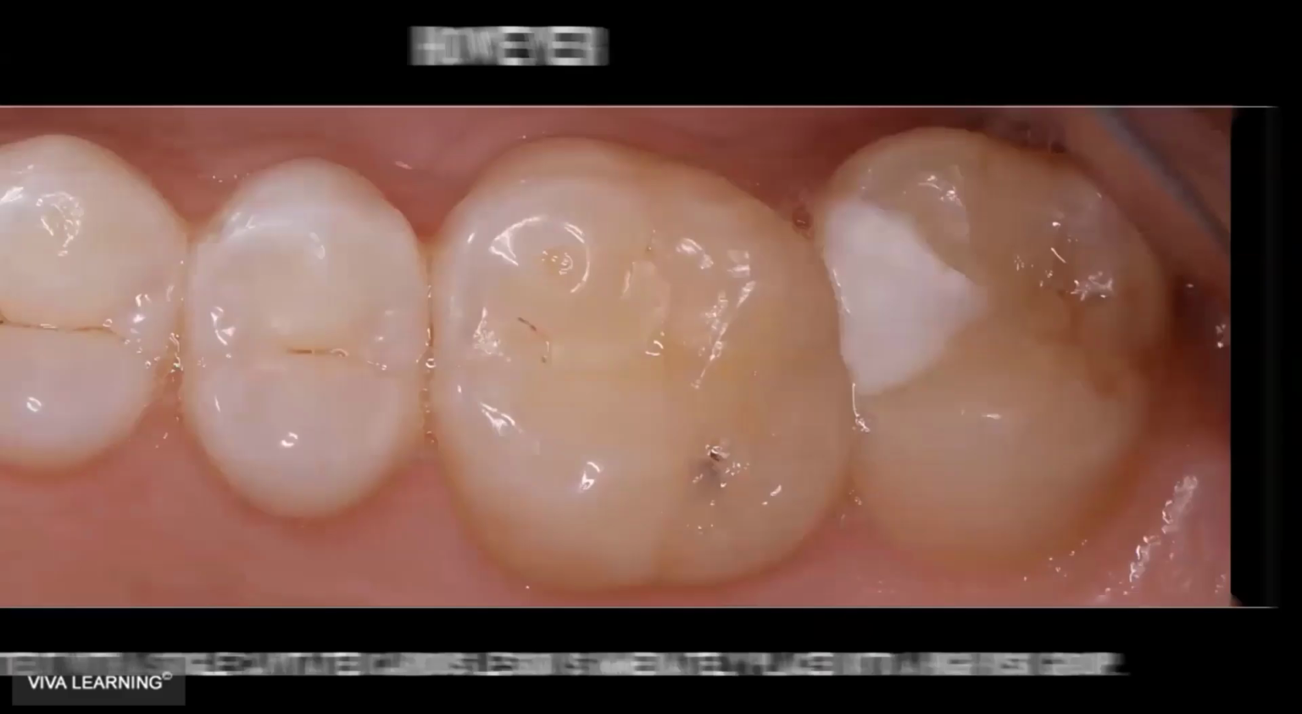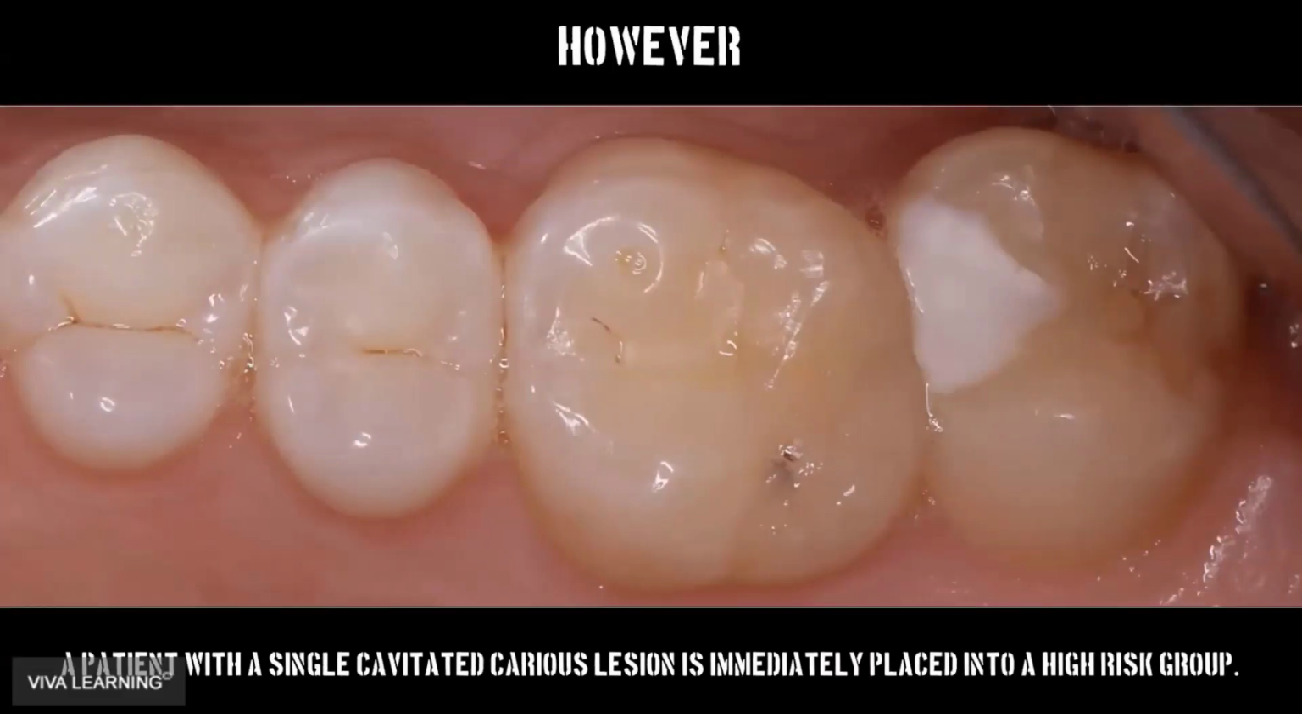However, the instant that you notice a single cavitated carious lesion, like you see here on tooth number 14, now this patient had some old fillings back on 15, probably 12, 13 years ago. And they now have a new restoration here. You can see they've also had some acid attack going on in their teeth, right? They have some other things going on. They are now immediately at high risk because caries begets more caries, all right?